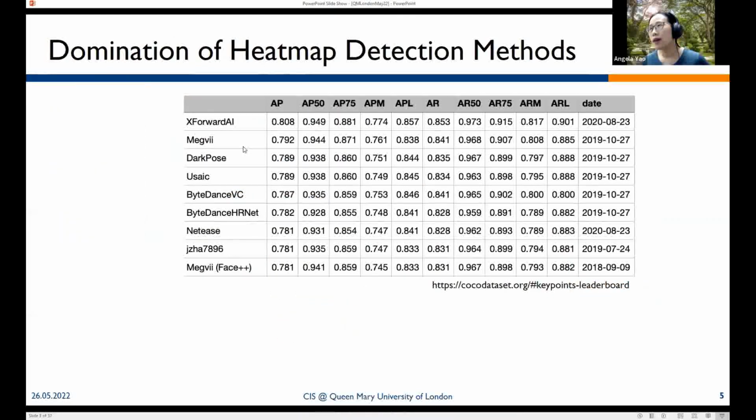And so if we look then at, for instance, the leaderboard of MS COCO for doing human pose estimation, what you observe is that pretty much all the leading entries, so all the top methods for doing top-down human pose estimation, are heat map detection-based methods.